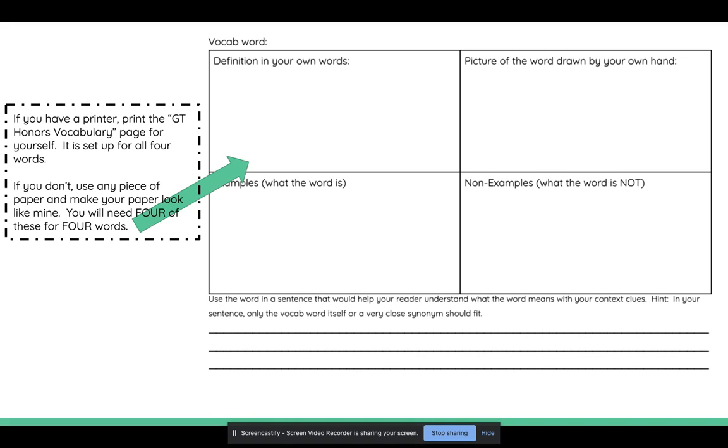You will need to have 4 of these setups because you have 4 different vocabulary words. You should have a place to write the word, a place to write your definition, a place to draw a picture, a place to write down examples, a place to write down non-examples, and then a place to write a sentence with the word in it. You should do that 4 times.